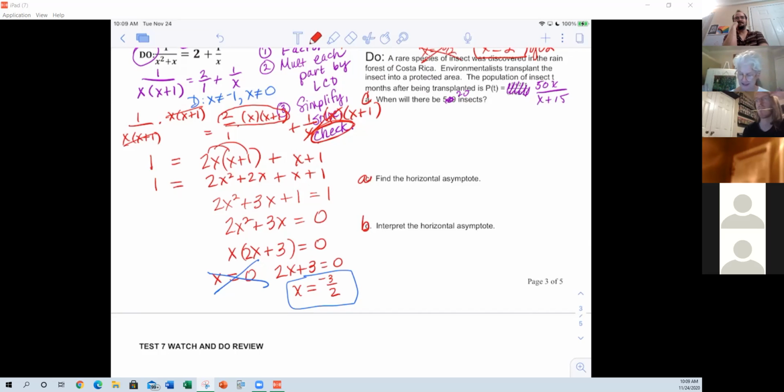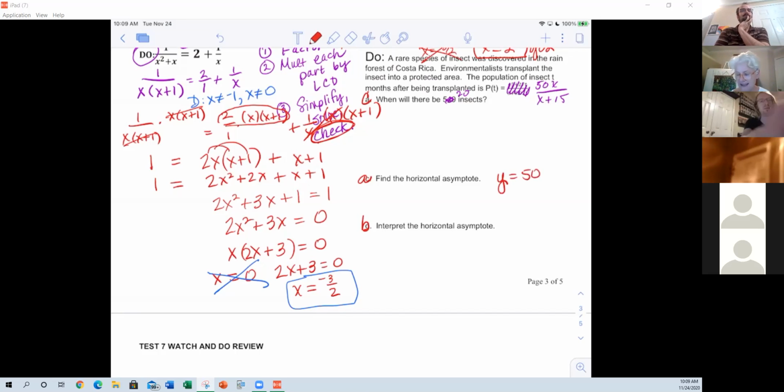So what's the horizontal asymptote on this one? Anybody? Not what equals 50. Remember, it has to be an equation. Sorry, y equals 50. Y equals 50, right? Don't just put 50 or you will not get full credit for it.